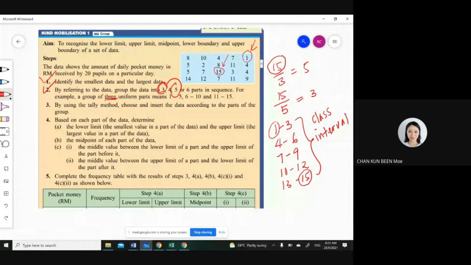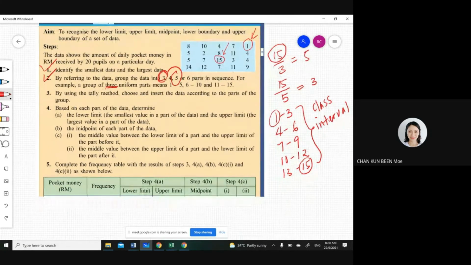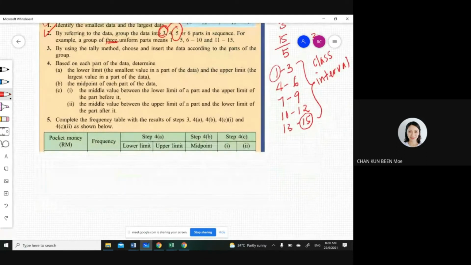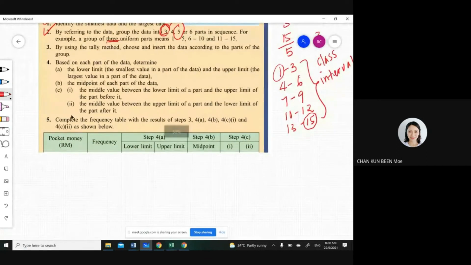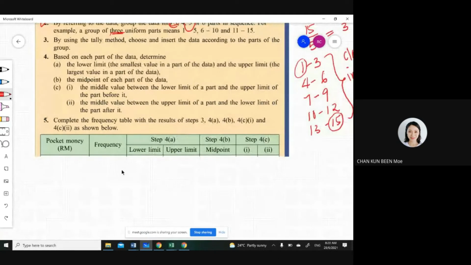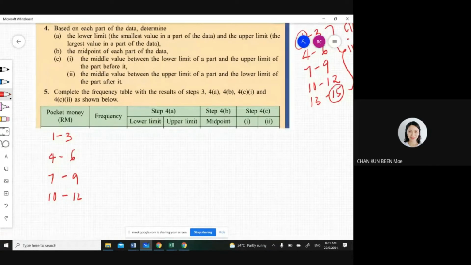Now we look at number 3. By using the tally method, choose and insert the data according to the parts of the group. Okay, so I'm going to insert into this diagram given at the bottom. I'm going to use the one that we did just now for 5 classes: 1 to 3, 4 to 6, 7 to 9, 10 to 12, and then 13 to 15.